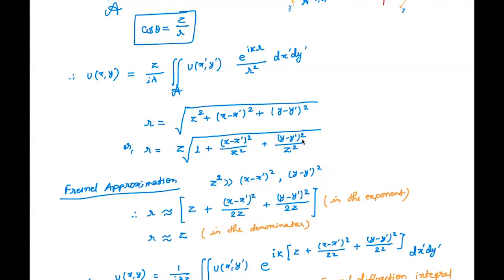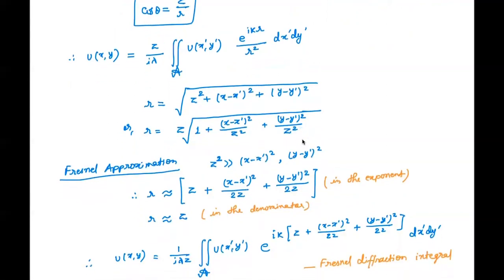Now suppose we make this approximation, then through binomial expansion we can write this R as z. We just open this up, multiply that by half. That's it: (x minus x prime) whole squared by 2z, (y minus y prime) whole squared by 2z. So this is the Fresnel approximation, and this is the expression for R that we are going to put in the exponent.